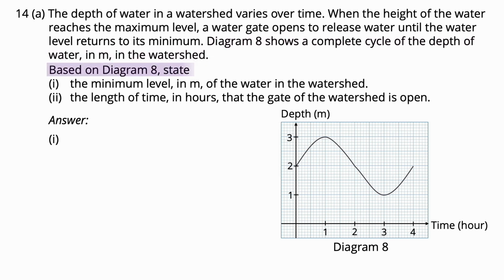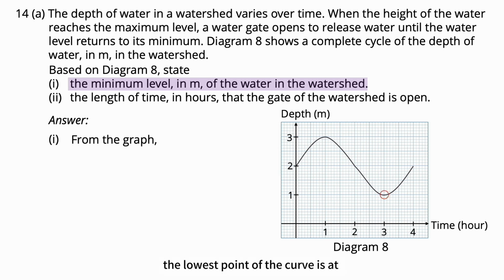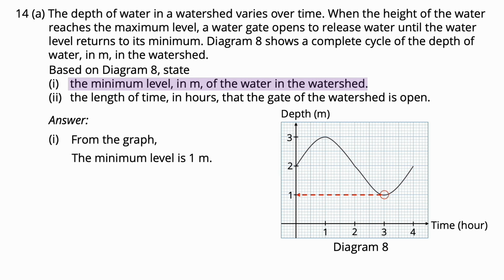Based on Diagram 8, state the minimum level, in m, of the water in the watershed. Looking at the graph, the lowest point of the curve is at 1 meter. So, the minimum level is 1 m.